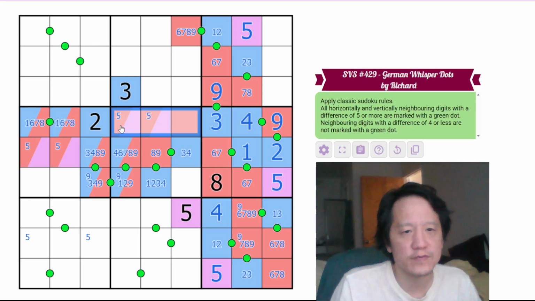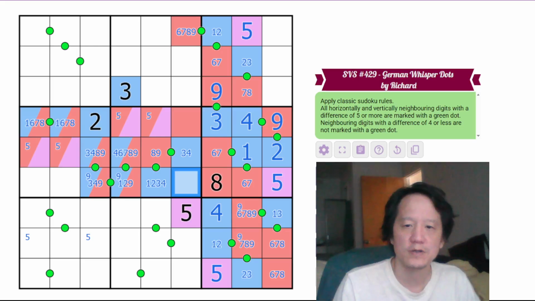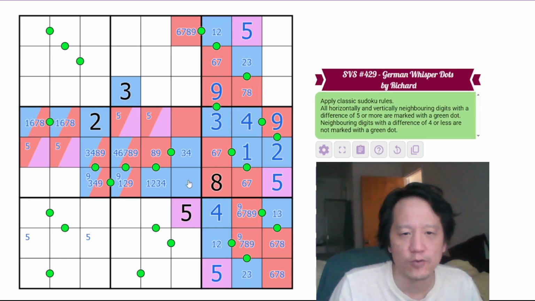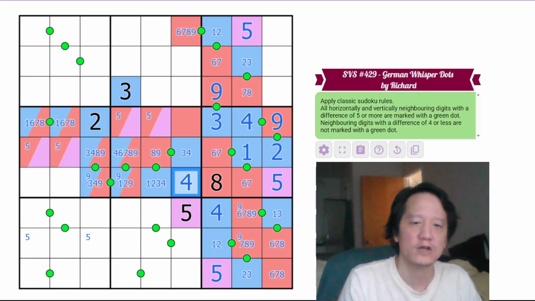We have one of these is high, this is high, this is high, and one of these is high. That means we have 4 highs in box 5, which eliminates 5 highs in the rest of the box. This then must be a low. And again, if it were not 4, these two digits would have to have a green German whisper dot between them. So this has to be a 4 if it's low.